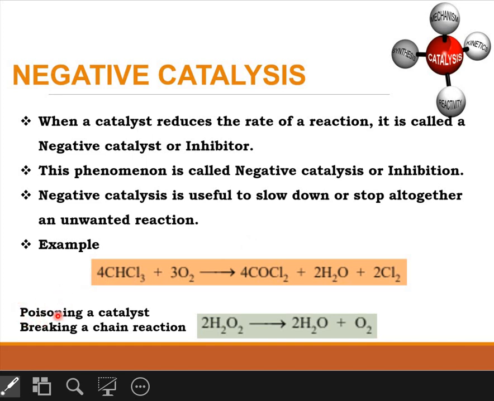Another mechanism is poisoning a catalyst by breaking a chain reaction. But this mechanism is not the same for all kinds of reactions; the mechanism is different for different reactions.